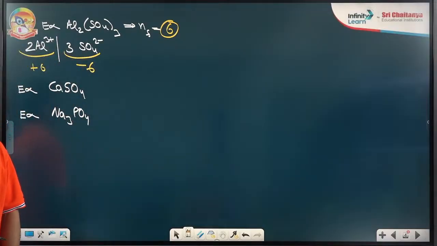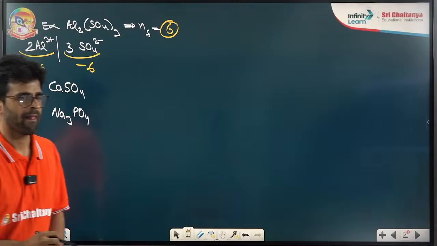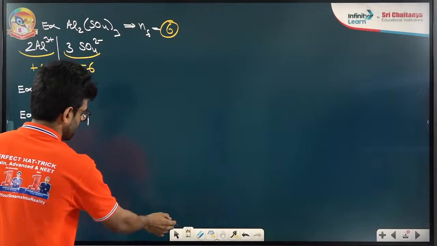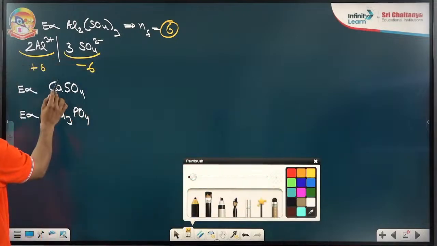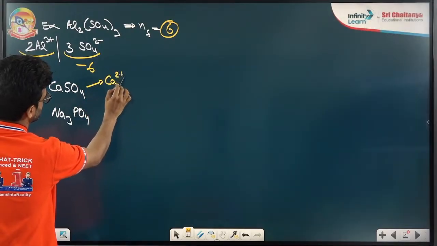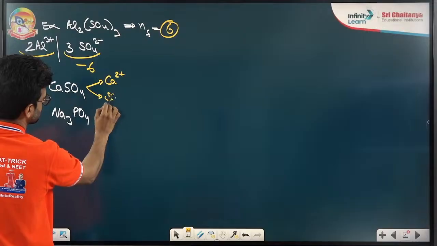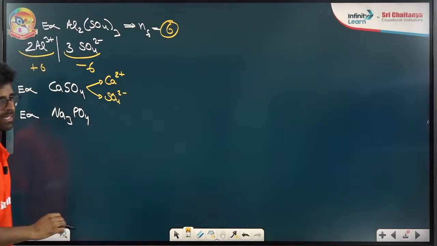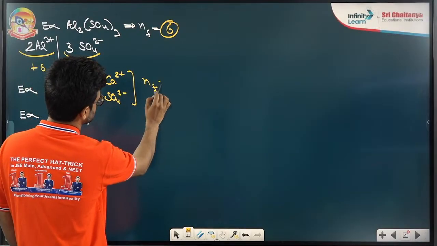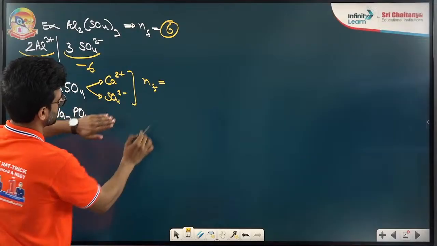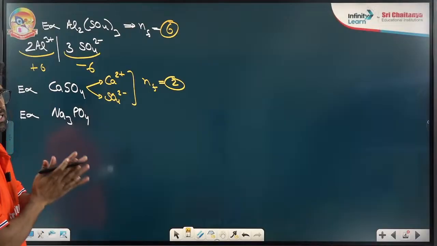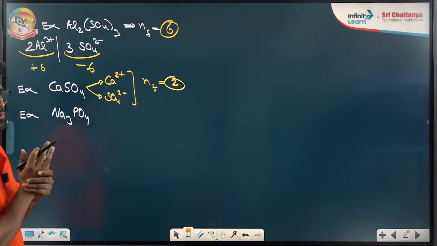Just to give you a hint, if you break CaSO4 into two parts, it is calcium plus 2 and sulfate SO4 2 negative. So the total charge is plus 2 on the cation and minus 2 on the anion. What is the N factor? 2. Easy? Kushi is saying 2, very good.